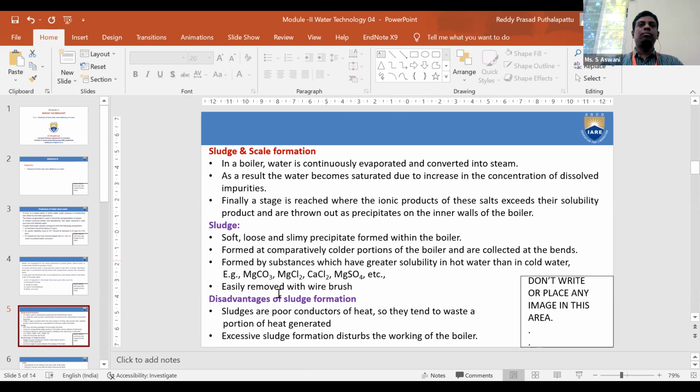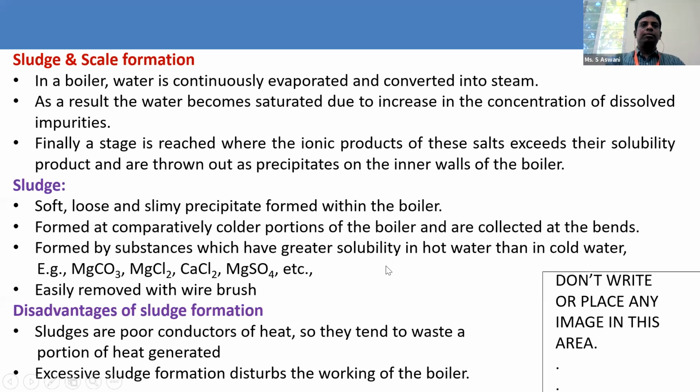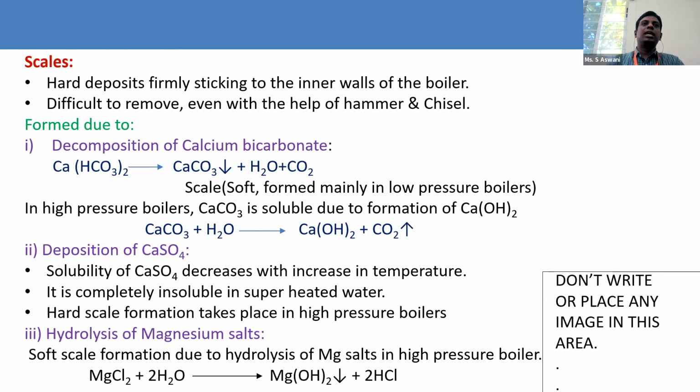And scales. Scales are hard deposits, firmly sticking to the inner walls of the boiler. Scales are very hard deposits. After soft deposits, after a number of sludges have formed, they can form a sticking layer on the inner walls of the boiler. So that is called a hard deposit. That hard precipitate is called scale.